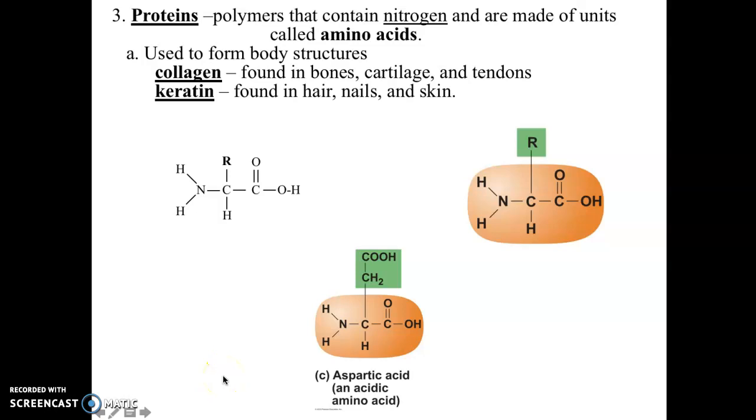All right, this is Mr. McMurray, and we're going to start talking about proteins. Proteins, we said, are polymers that contain nitrogen, and they're made of units that are called amino acids. This is an amino acid group.